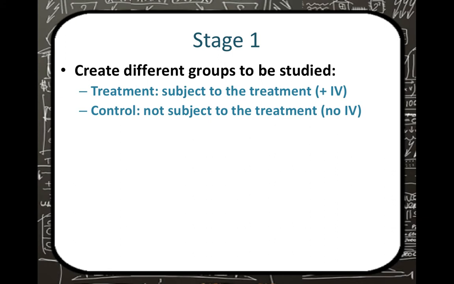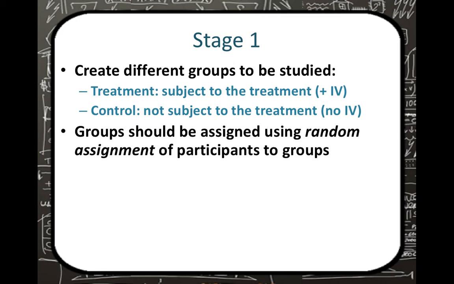So stage 1. The first stage involves creating different groups that are going to be studied. So in the example about the effect of pass-fail grading on how much is learned, the 2 groups would be those who receive a letter grade and those who receive a grade of either pass or fail. Okay. So those are our 2 groups. It's important that our 2 groups differ systematically only on this particular dimension.